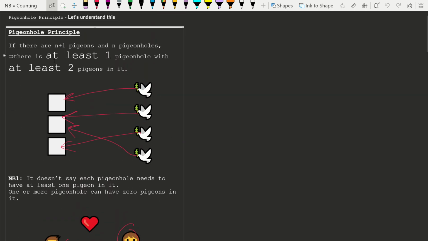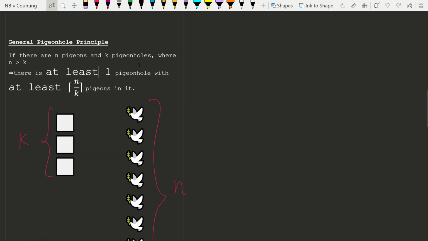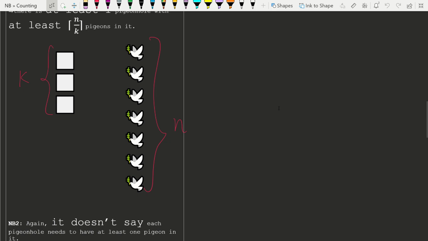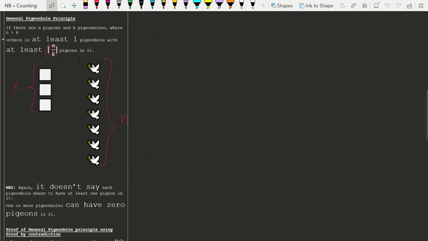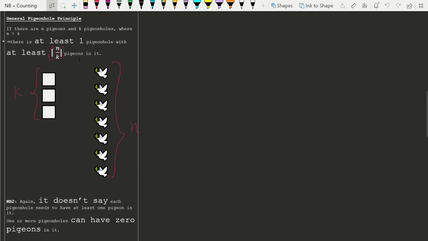Look, at least one pigeonhole with at least the ceiling of n divided by k pigeons in it. Don't worry about this ceiling symbol. I'm going to explain why we're taking the ceiling and not the floor later. So this is the theorem.